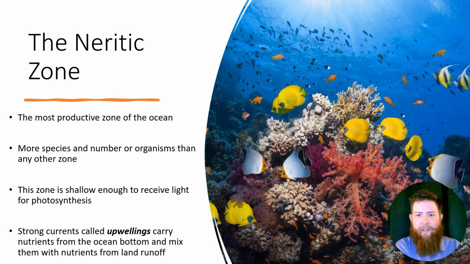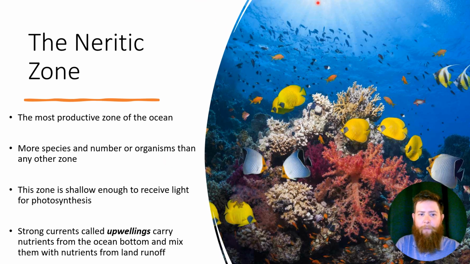The next area is the Neritic Zone. This is the most productive zone of the ocean. It is the one where there is a higher number of species and species richness than any of the other zones. It's shallow enough to get light.